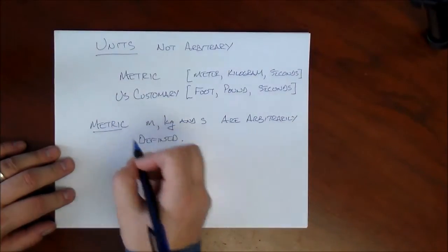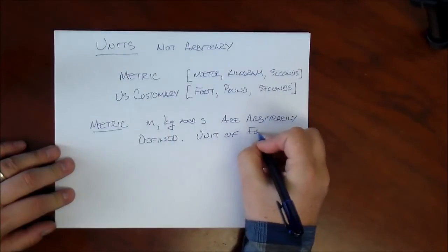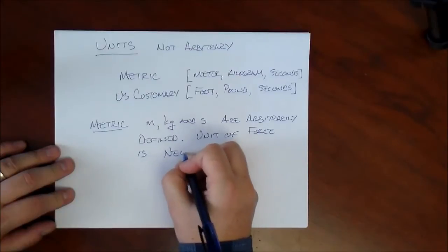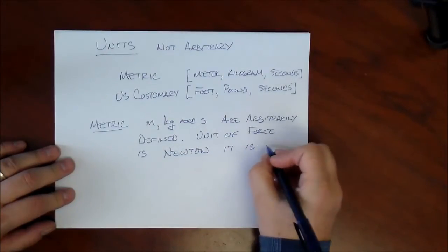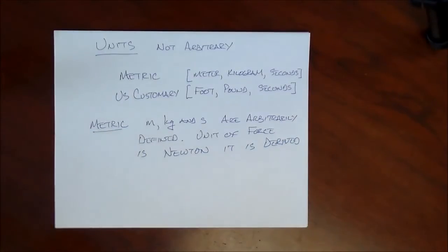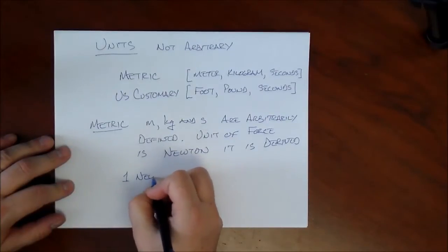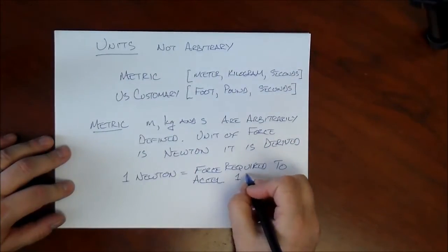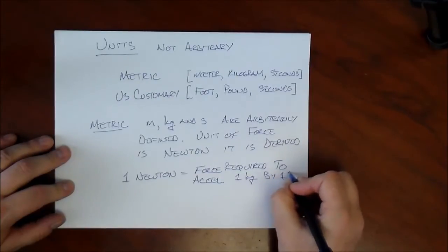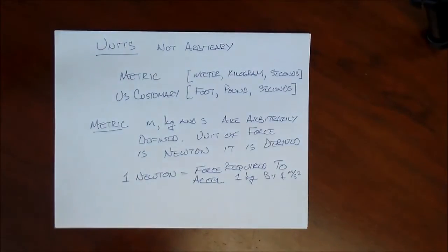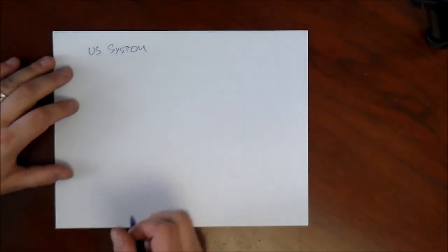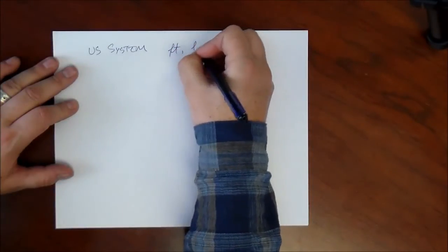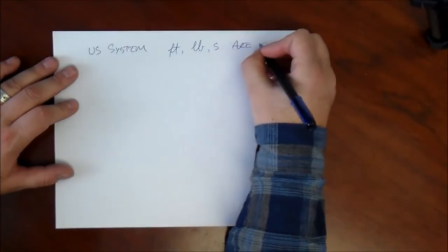The unit of force in the metric system is the Newton, and it's derived. A Newton is the force required to accelerate 1 kilogram by 1 meter per second squared. That's how a Newton is defined. So it's derived in terms of these arbitrarily defined units. In the US customary system, the defined units, the foot, the pound, and the second, are defined.